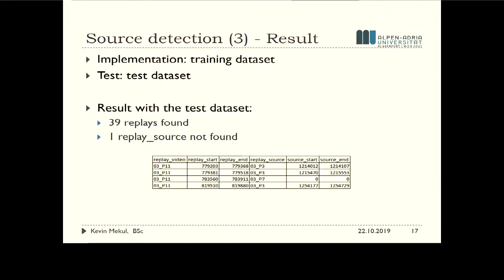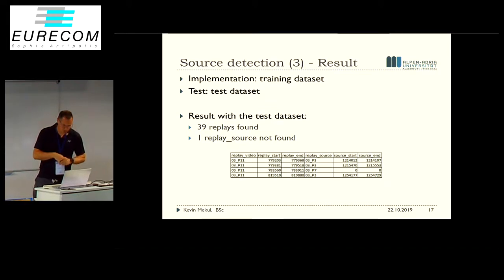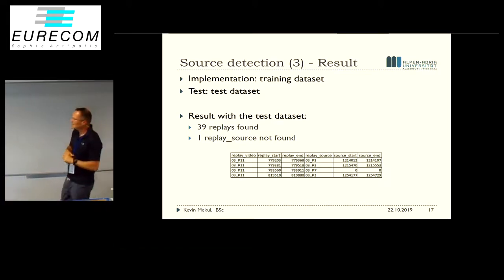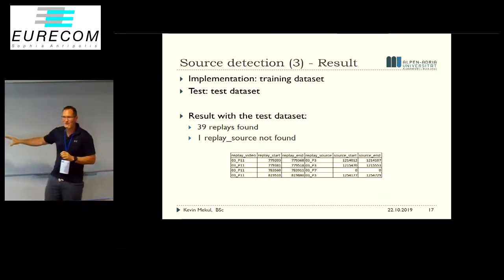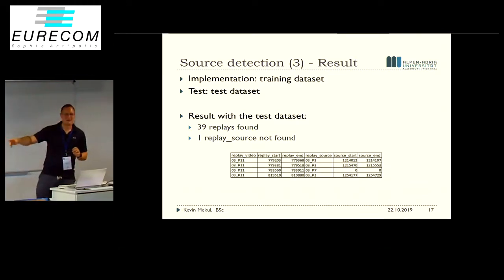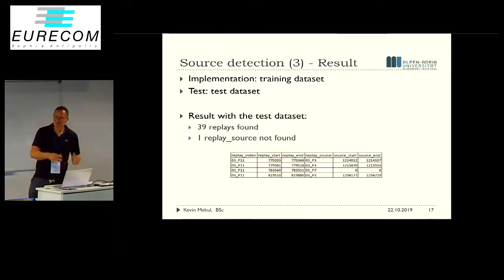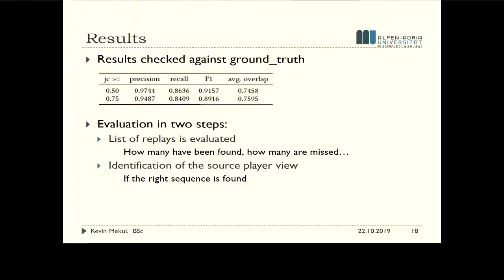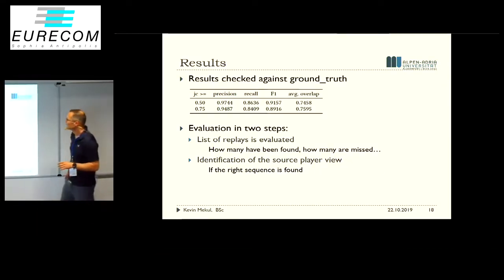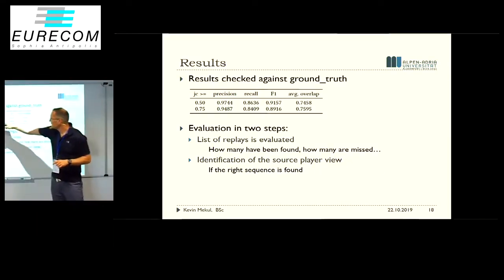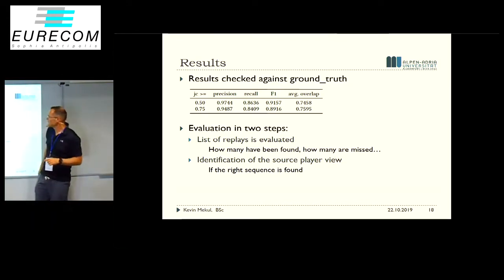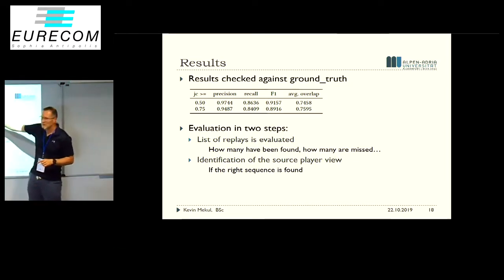He found in the test data set 39 replays. One replay source was not found, because there was an error in the ground truth. So we deleted one replay which was actually there, but you couldn't find the source because the video streams got messed up on the side of Snipe. And that's the precision, and it's actually pretty impressive how far you can get with the heuristics. So he found quite a lot. He was really precise and found quite a lot of the data, and the overlap was really high.